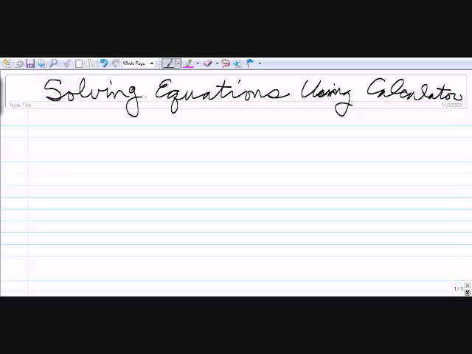Okay, so we're going to solve equations, some of them that you probably could have easily done without the graphing calculator, just to show you how to do them with the graphing calculator. First equation we're going to solve is x cubed minus 2x squared equals negative 3.